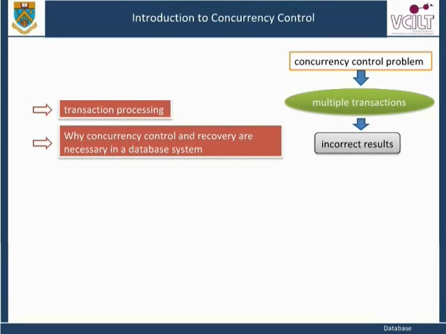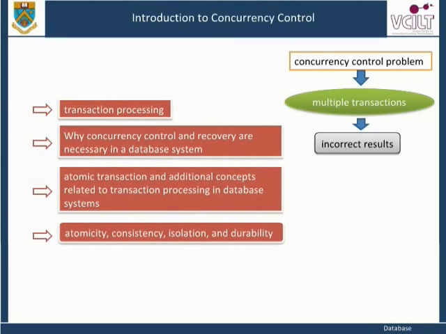The concept of an atomic transaction and additional concepts related to transaction processing in database systems are introduced. The concepts of atomicity, consistency, isolation, and durability, the so-called ACID properties that are considered desirable in transactions, are presented.